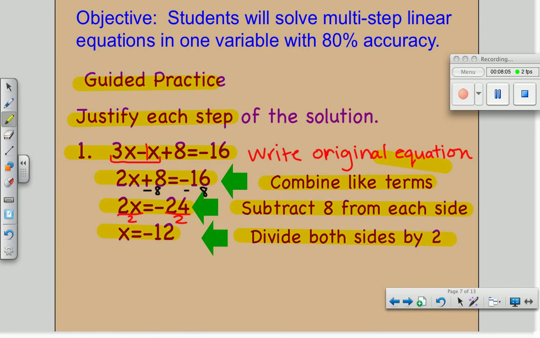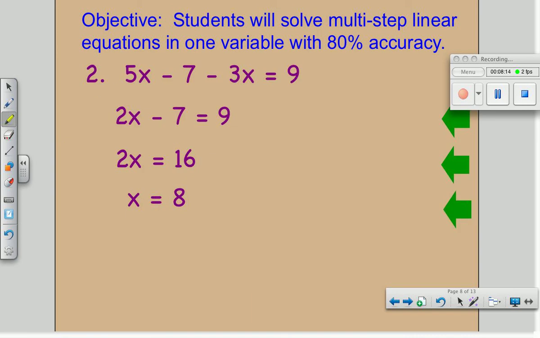So we need to make sure we know how to justify the steps that we do. Okay? Next. Number 2, justify each step again. So we have an equation. Write the equation. 5x minus 7 minus 3x equals 9.